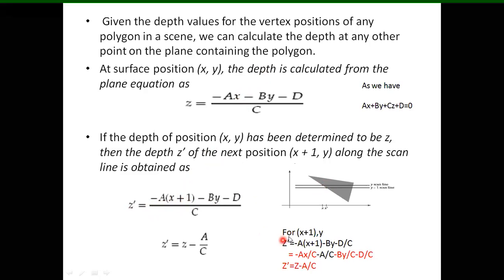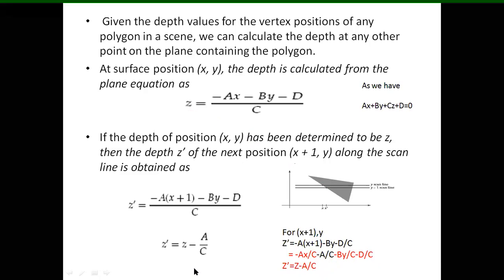So finally, what happens for x plus 1, y? My z dash is a of x plus 1 minus b y minus d, divided by c. That means minus a x plus c minus a by c, minus b y by c, minus d by c. Now if you consider all this red colored part, that is minus a x minus b y minus d, whole divided by c, that is nothing but z. So I can replace this: z dash is equal to z minus a by c.